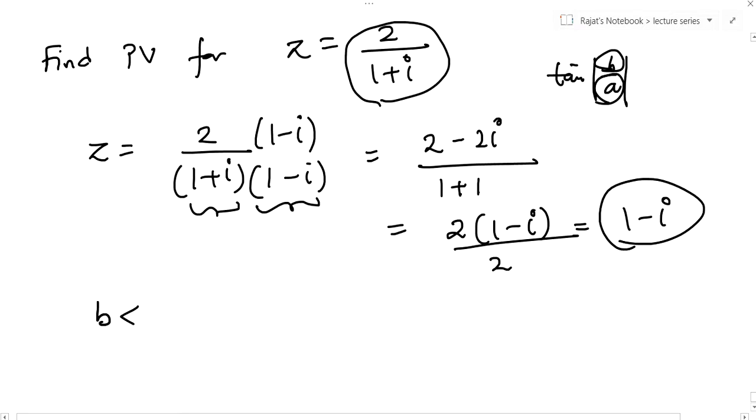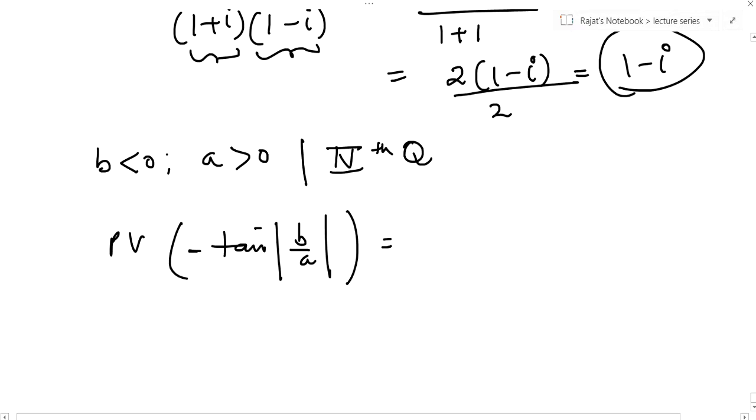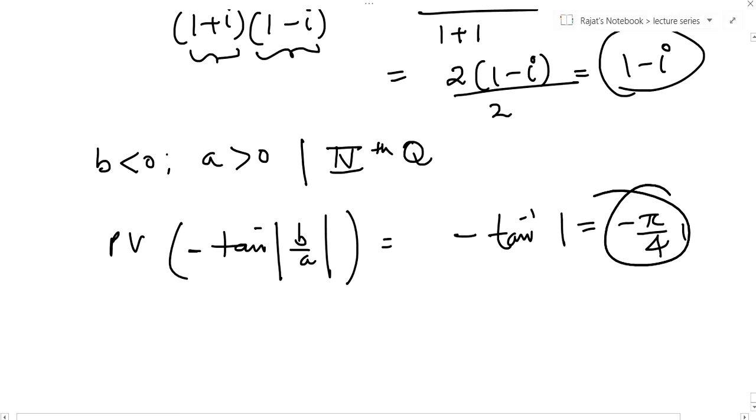Now tell me, b is negative and a is positive. So what is the quadrant? If b is negative and a is positive, then this is the fourth quadrant. So what will be the principal value? The principal value will be minus tan inverse mod b by a. So minus tan inverse 1, because minus 1 upon 1 is minus 1 and the mod value of minus 1 is 1. So this is minus pi by 4. The principal value is minus pi by 4.